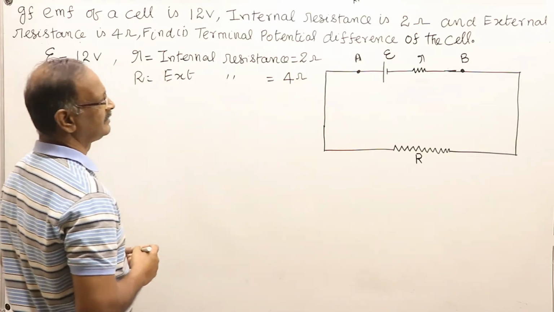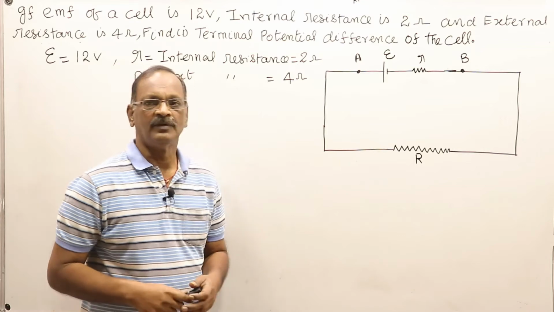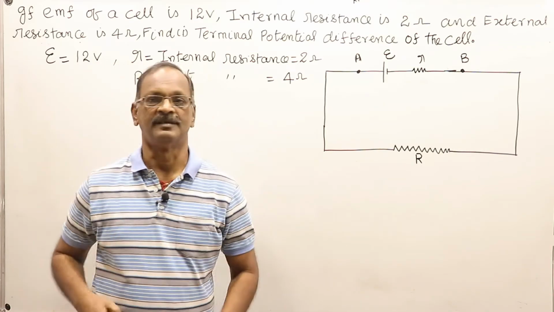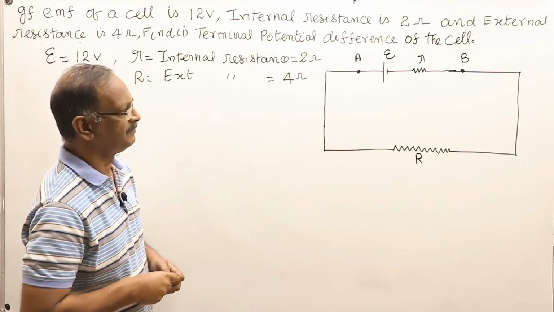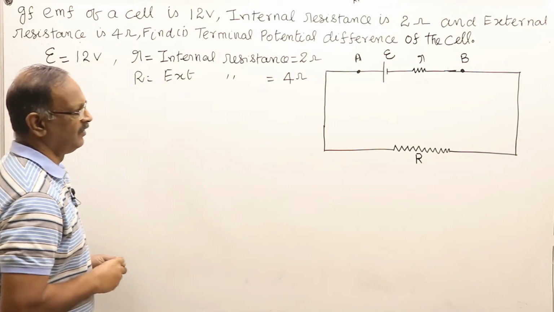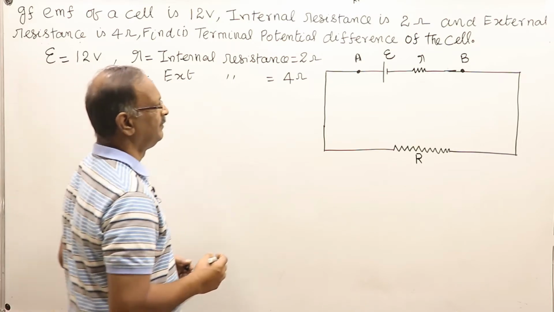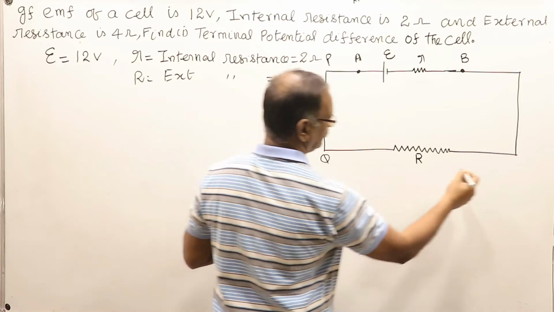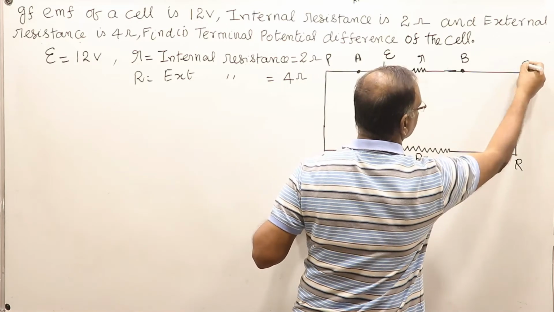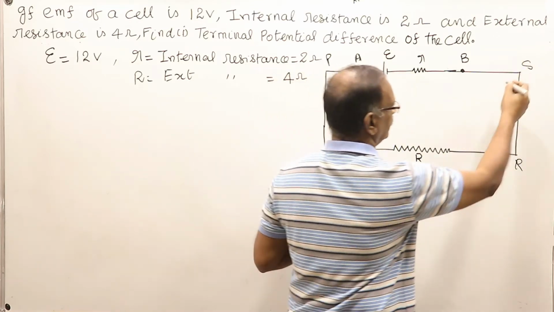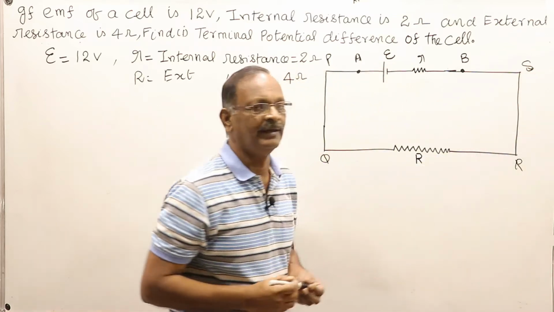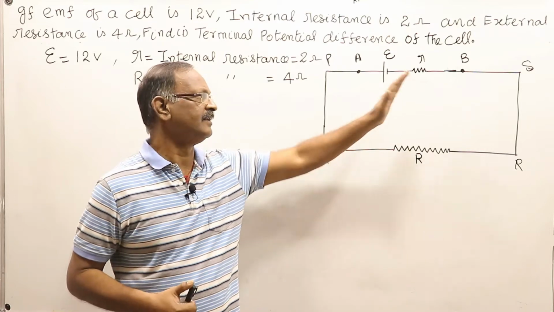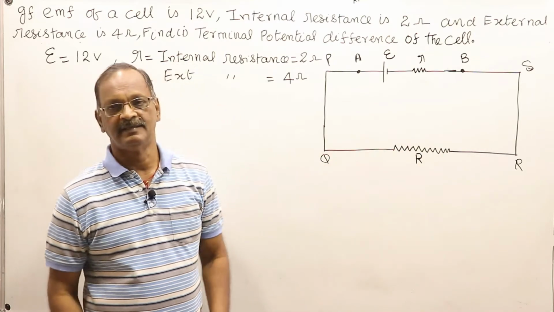Find the terminal potential difference. Before doing this sum, let us derive the relationship between V and small r. Suppose this is P, Q, R, S, for applying Kirchhoff's law. Before doing this problem, you must know Kirchhoff's voltage law and Kirchhoff's current law, so that it will be easy for analyzing this circuit.